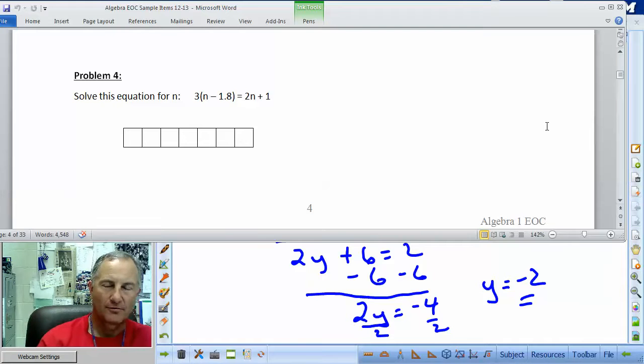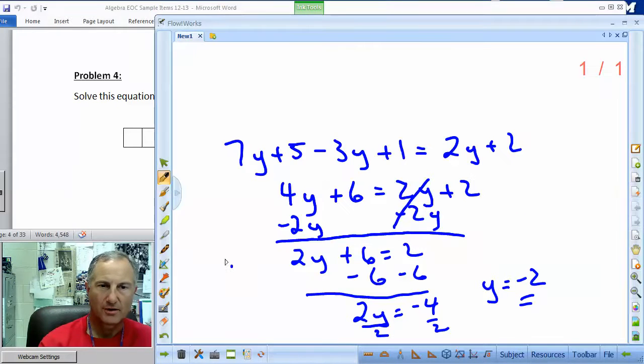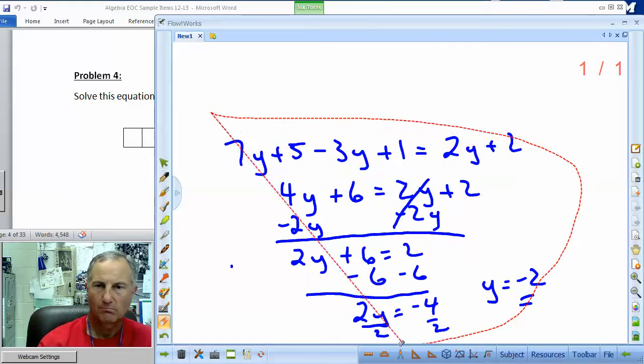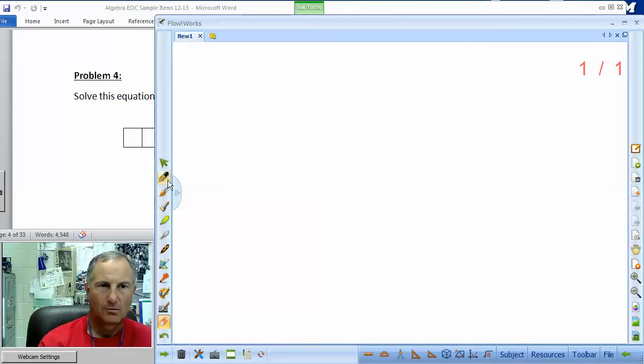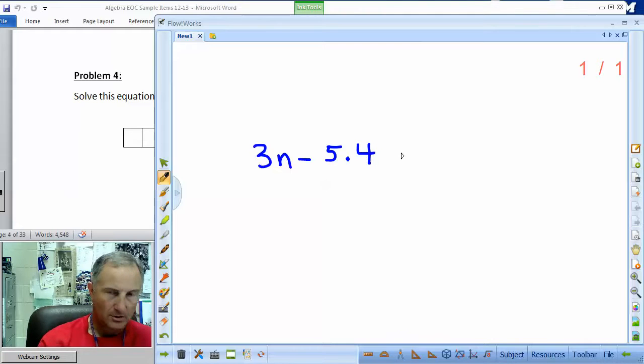They want us to solve this right here. I'm going to distribute this first when I write it out here. Okay, so distributing it out, I'm going to get 3n minus 3 times 1.8 is 5.2. I'm sorry, 5.4 equals 2n plus 1. So we got a decimal, no big deal.